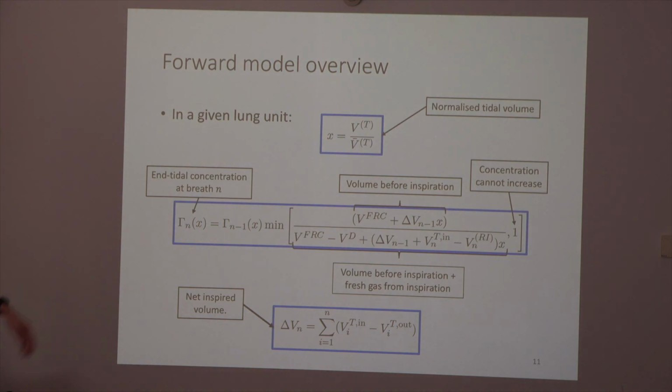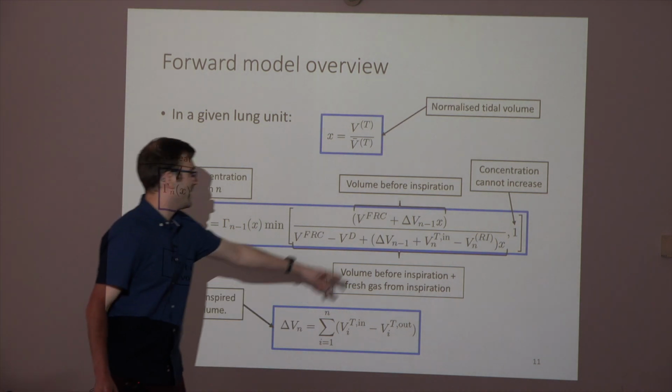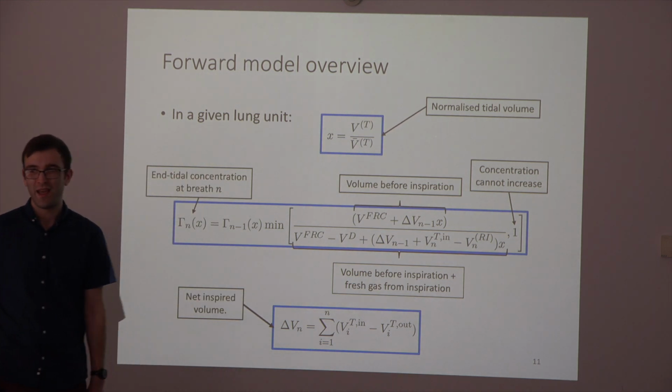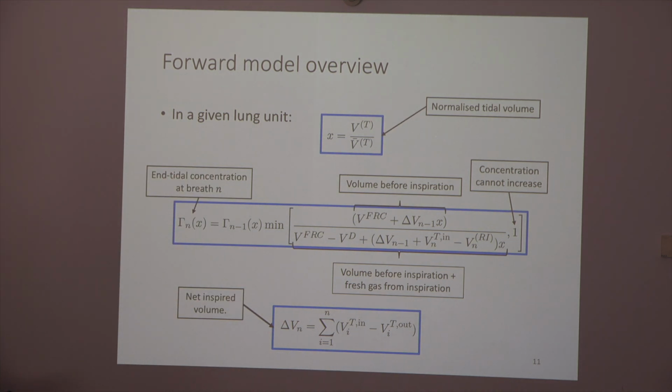And this delta V, which is the volume change in each lung unit between breaths, tracks if they have a particularly uneven breathing pattern, which some people do. This model was tracking the changes in tidal volume to keep account of that.